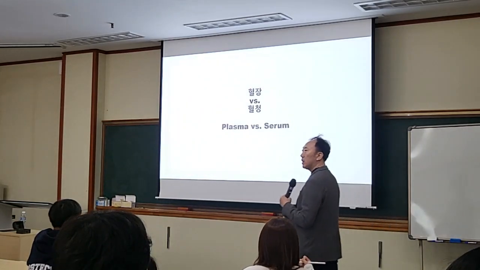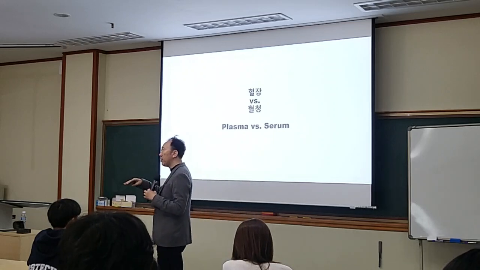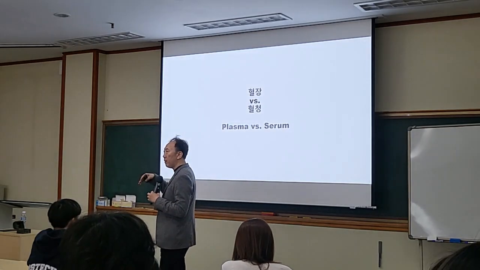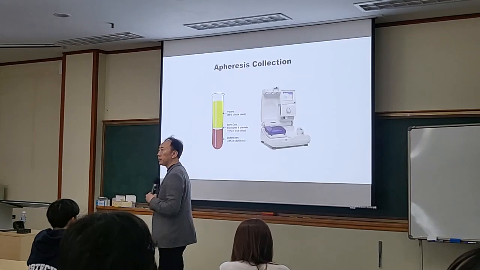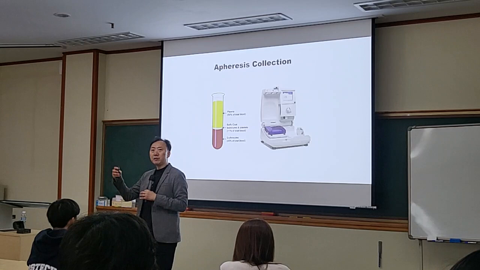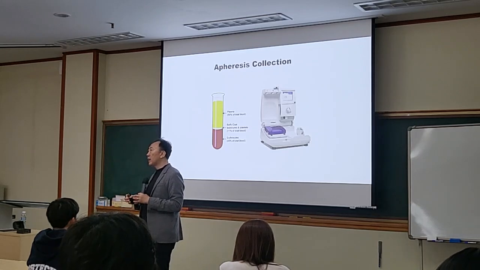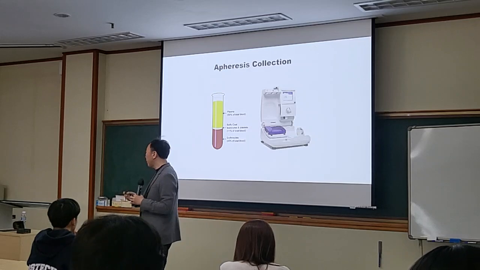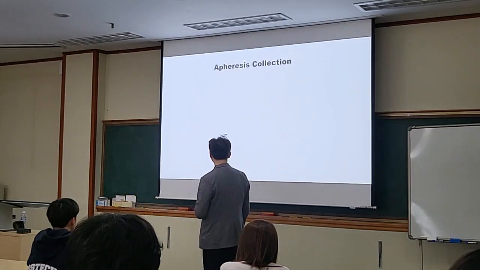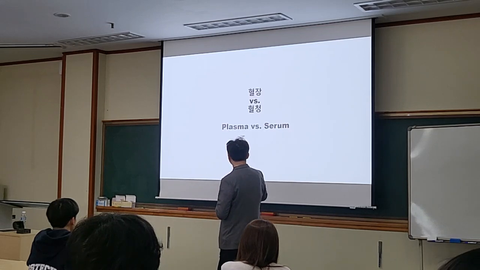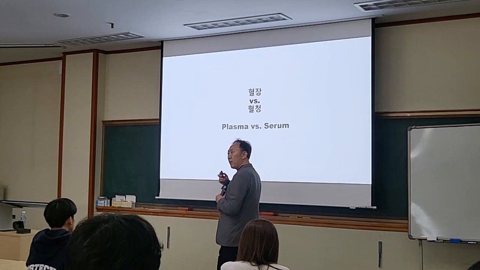Okay, if you take the blood and spin down those blood cells, then everything floating on top is the plasma. From plasma, if you remove the blood aggregating factors, the clotting factors, then that becomes serum. I was always a bit confused. So this is plasma, this is serum.